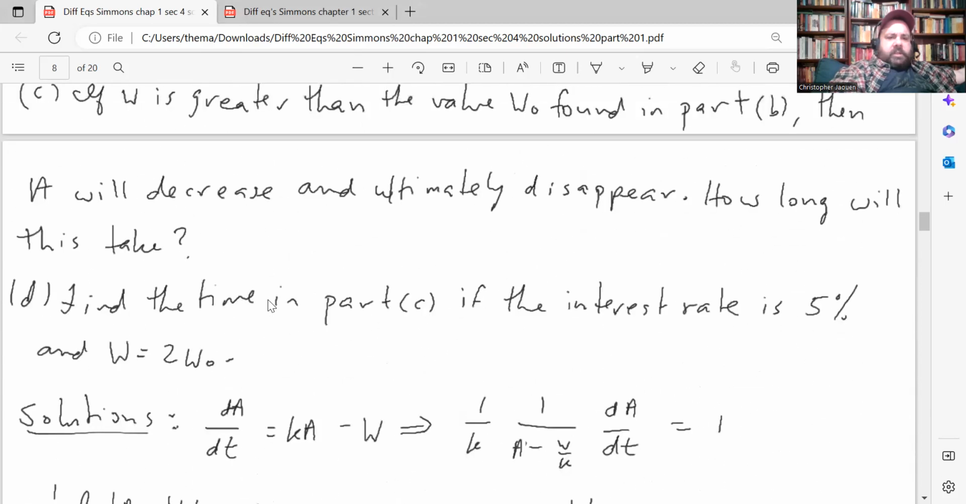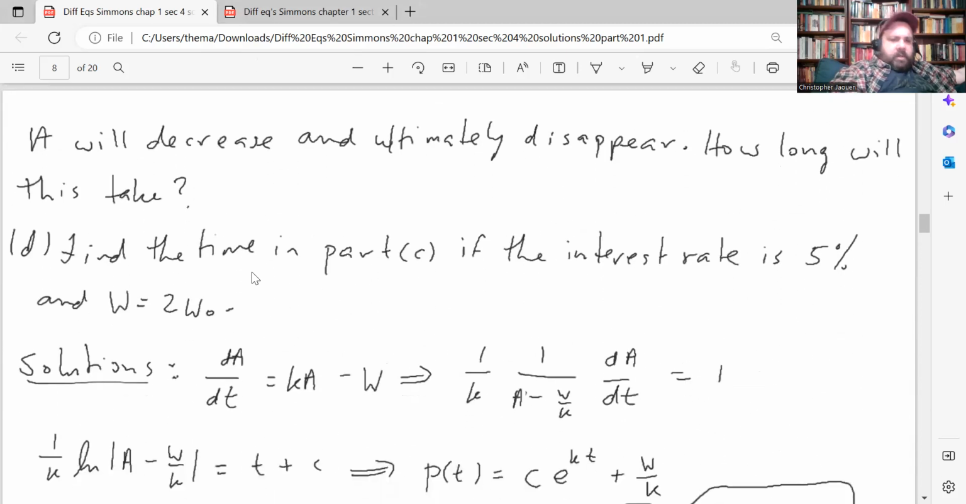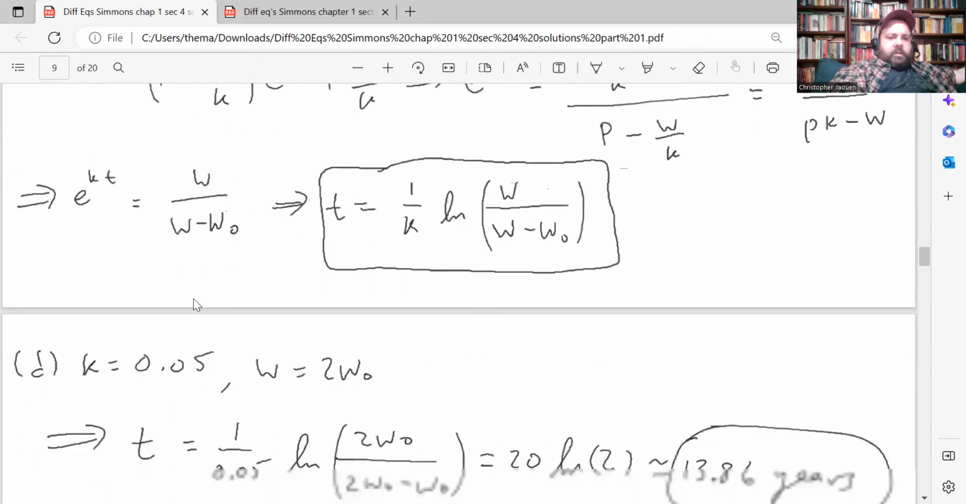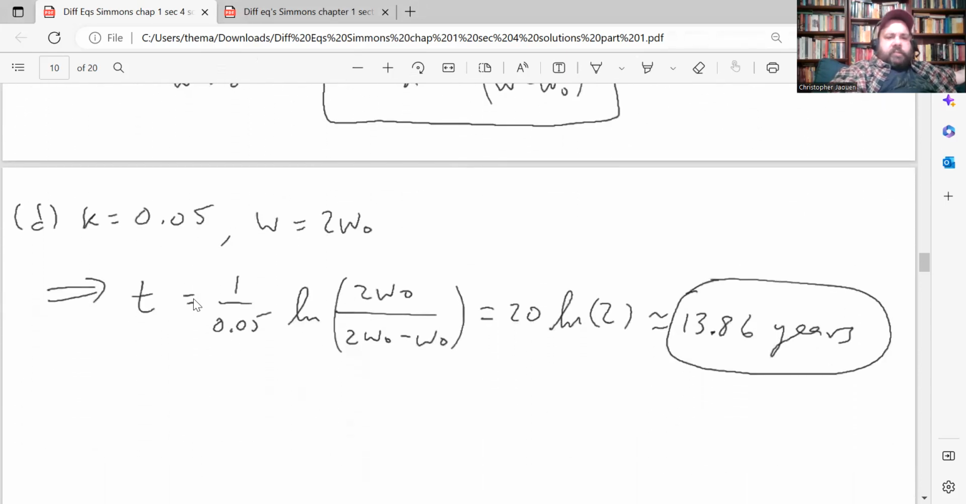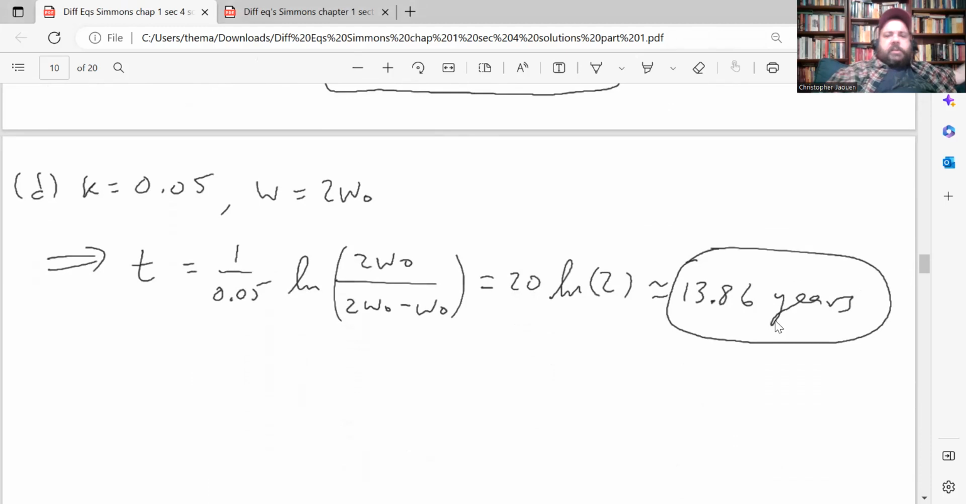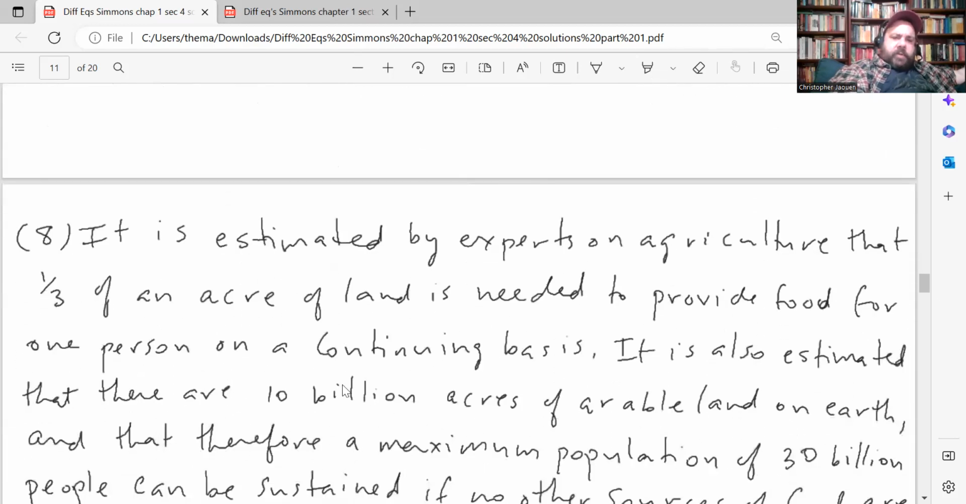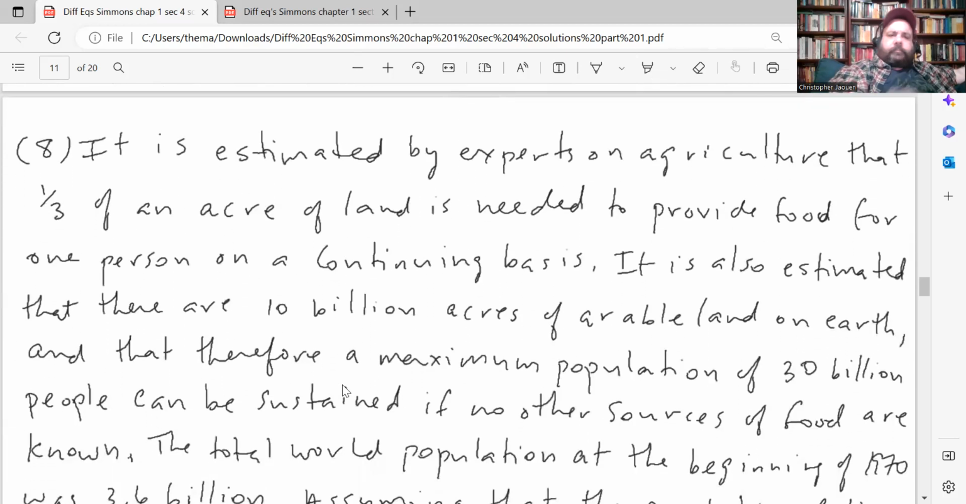And then part D: find the time in part C if the interest rate is 5% and W is 2W naught. And again, you just plug those numbers in and solve for T, and you get that it's approximately 13.86 years, or roughly 14 years, right? That's question number 4.